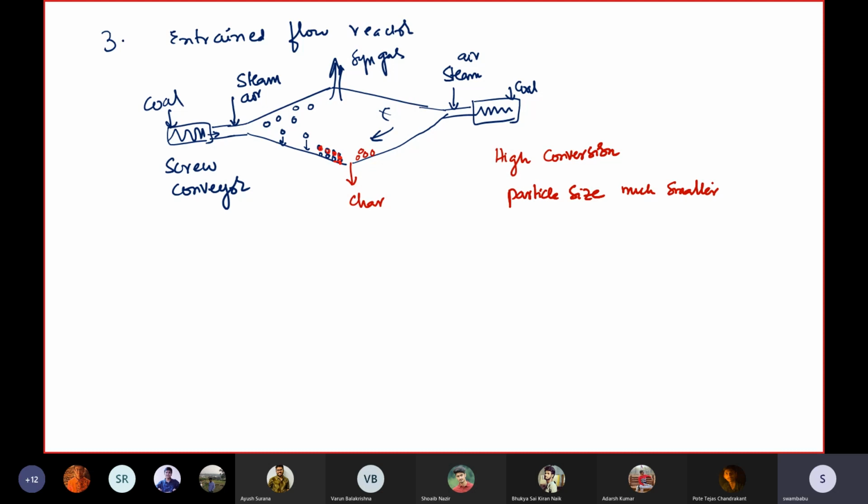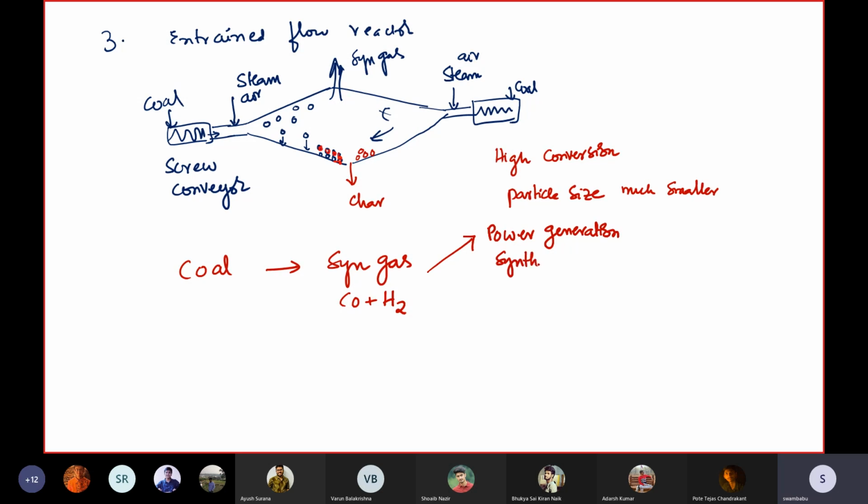So this way we can convert coal to syngas. Now what is the use of this syngas? Syngas is carbon monoxide and hydrogen. The syngas can be utilized in three ways. One is for power generation, and also to produce synthetic natural gas.